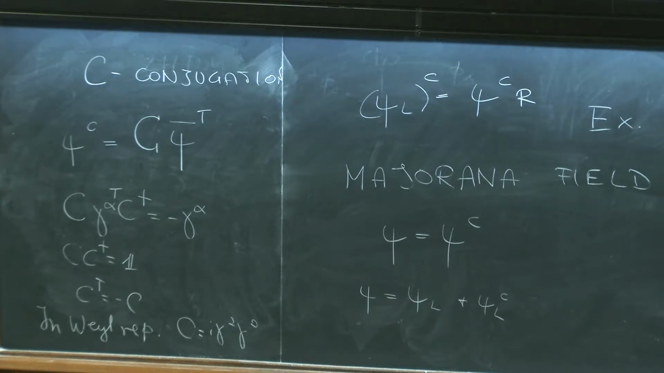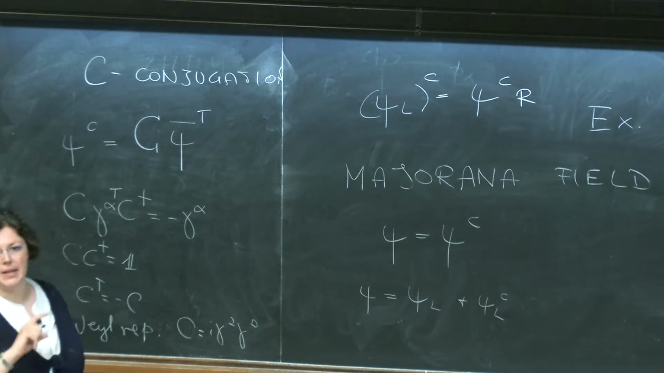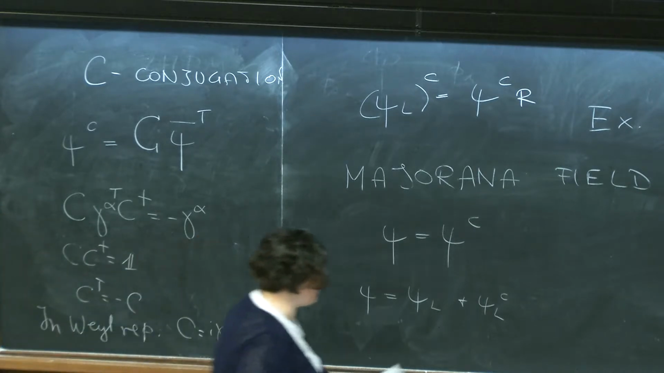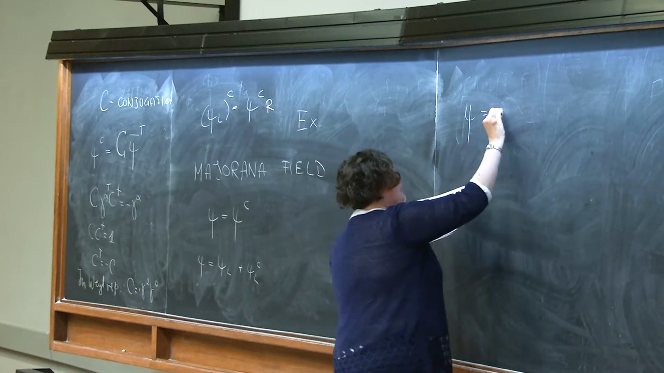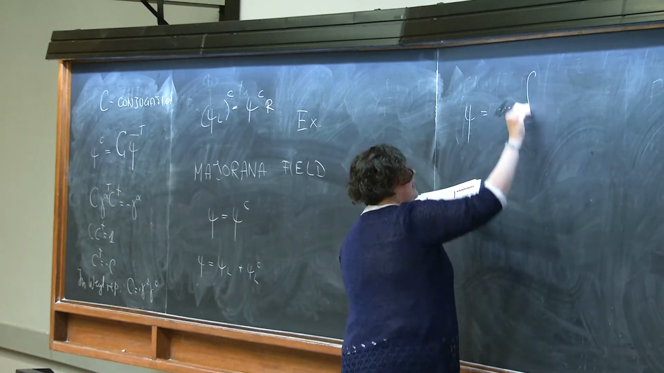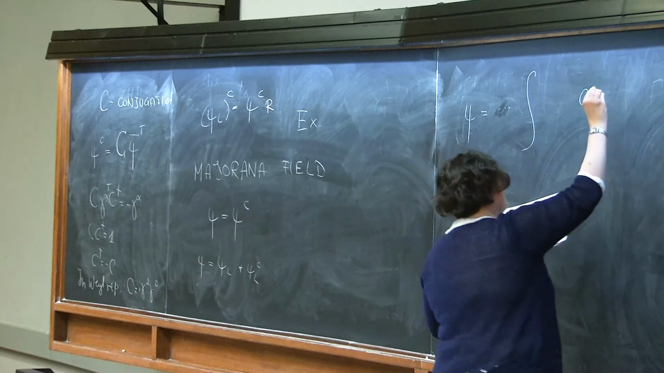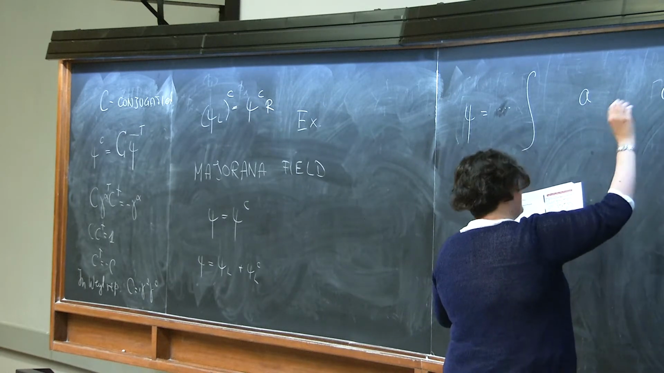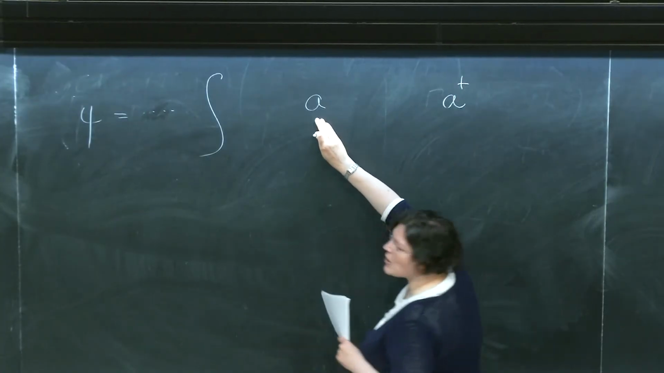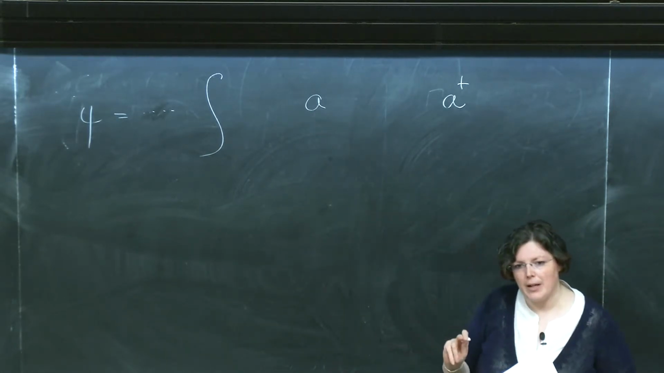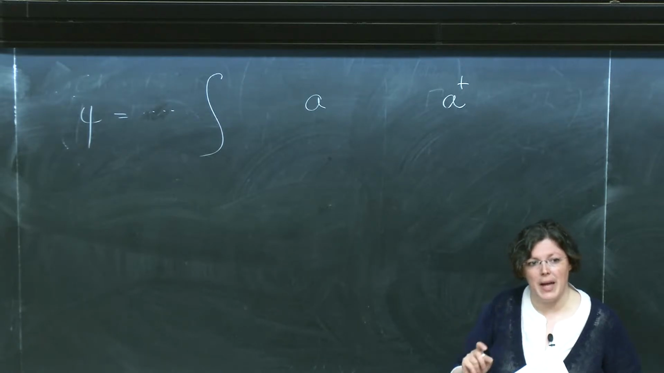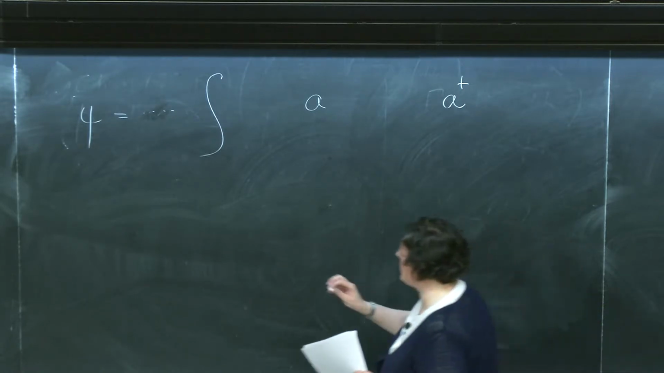If you remember what I just said, that the charge conjugation swaps A and B creation operators, immediately you realize that if I look at the second quantization for the field, this will contain, let me put that, A and A dagger. So just one type of particle, not two. So a Majorana field has only 2 degrees of freedom and not 4, like this Dirac spinor.